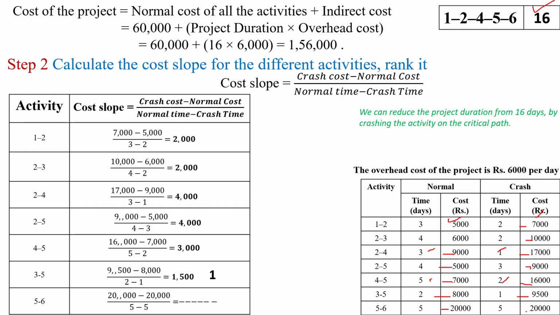Next, 2,000 is the next minimum value for the activities 1 to 2 and 2 to 3. So I have to give rank 2 for both of the activities. And next is the 3,000 for activity 4 to 5, so I have to give rank 3 for activity 4 to 5 cost slope. And the next minimum value is 4,000 for 2 to 4 and 2 to 5. For both of the activities we have to give the 4th rank. And activity 5 to 6 cost slope, we are not considering.